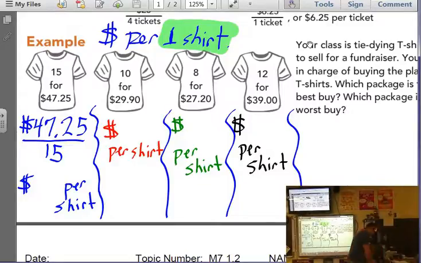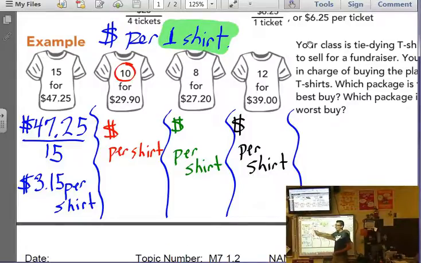All right, Abby, what did you get for your price per shirt on the first one? $3.15. Can anyone verify that for me? Yes, do we agree? Michaela, what did you get for your price per shirt on the second one? When we divide by 10, we really just shift the decimal to the left one place. And this becomes $2.99.